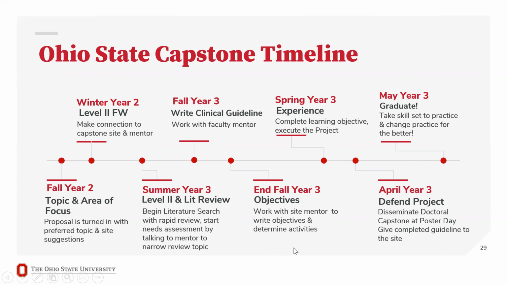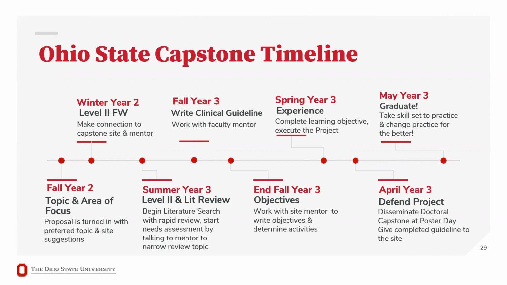At the end of fall year 3, in the 2 months before they begin the capstone experience, they'll work with that site mentor to write objectives and determine activities. So spring year 3 is the capstone experience where they're going to execute those learning objectives and execute the project. They need to finish up their project so that they can defend here at Ohio State's campus, usually the second week of April, so that they can disseminate their capstone.